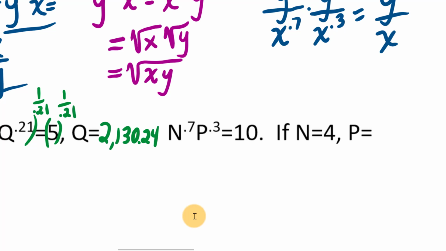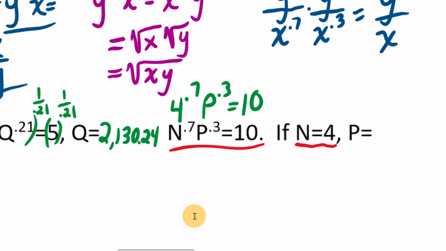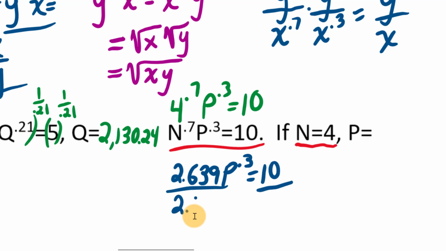So just to give us practice here, I say suppose n equals 4, and then we have this equation with two variables. What we're going to want to do is plug in 4 here for n, so we have 4 to the 0.7 times p to the 0.3 equals 10, and then we're going to want to solve that for p. So we're going to have a few steps to go through here. Figure out what 4 to the 0.7 equals. About 2.639. And then we're going to want to divide both sides by that 2.639.